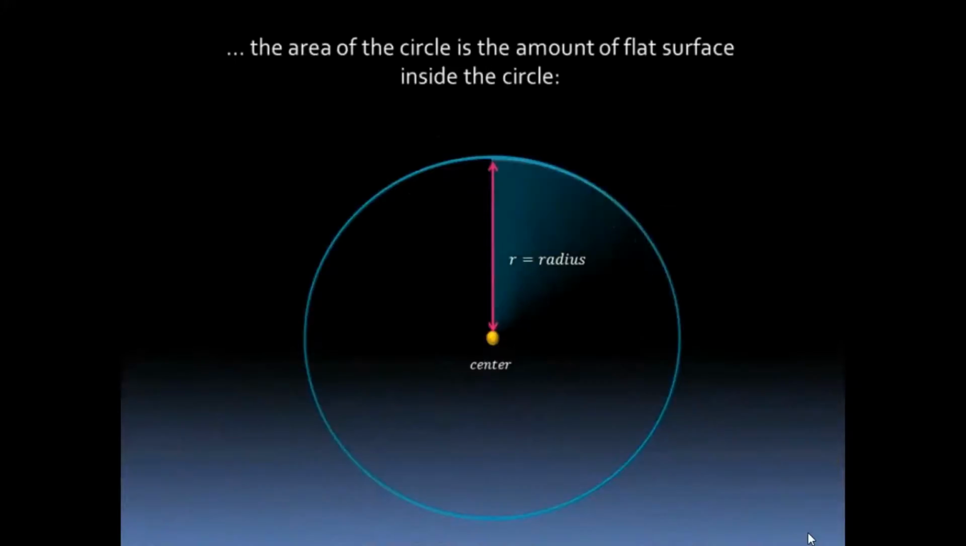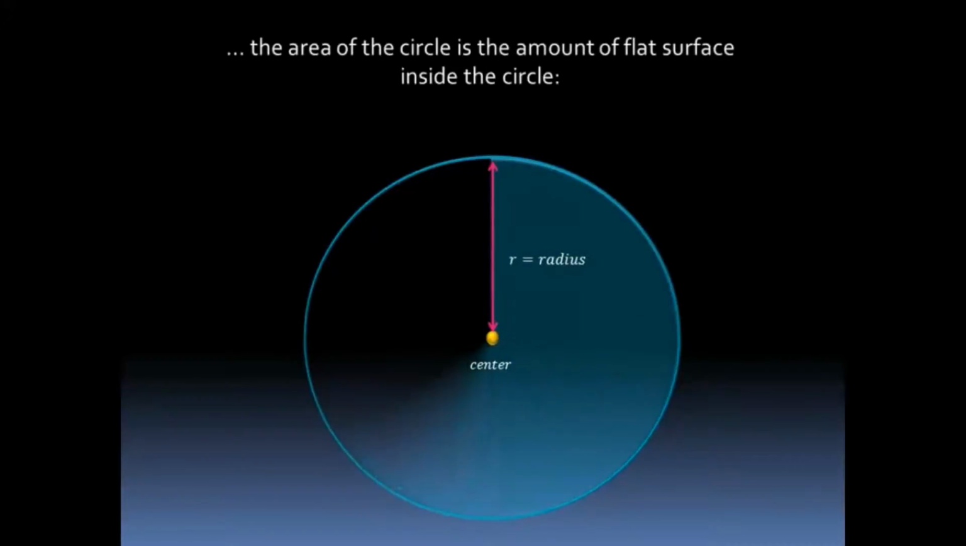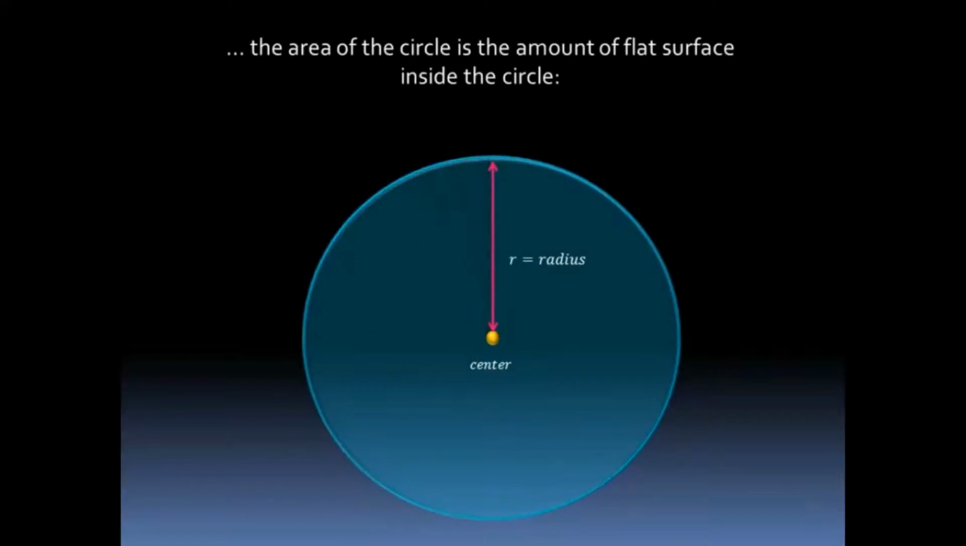The area of the circle is the amount of flat surface inside the circle. A will stand for the area.